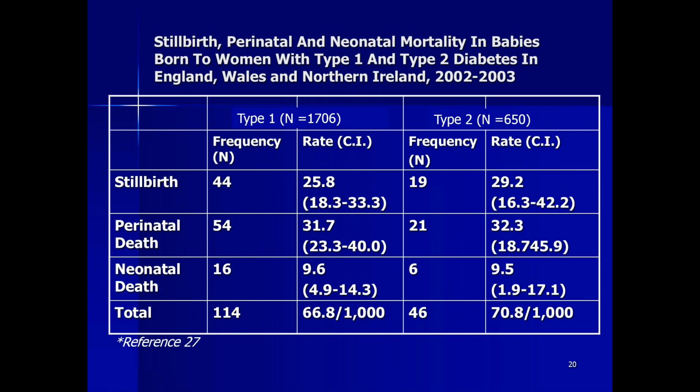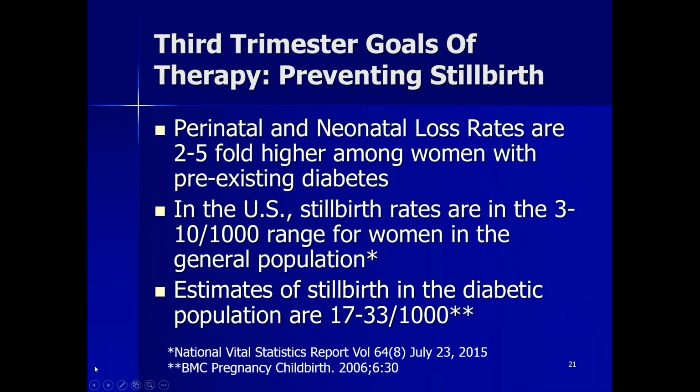This is type 1 and type 2 diabetes, and this is a study out of Great Britain looking at type 1 and type 2 diabetics, and you can see the type 1 diabetics had much higher stillbirth rates than even the type 2. So as your disease worsens, the risk for stillbirth increases.